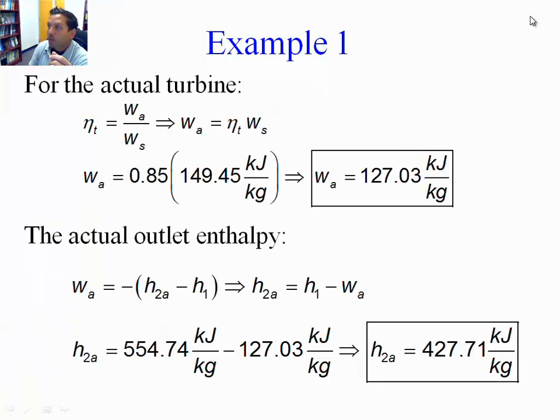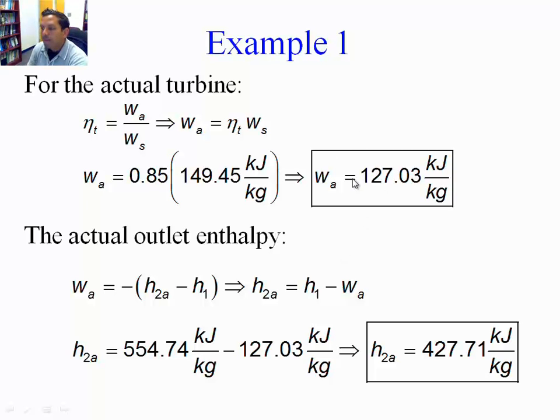Now, because we have the adiabatic efficiency, we know what this turbine would actually do. We'll lose 15% of that. Basically, we can calculate the actual work, or the adiabatic work, as the efficiency of the turbine times the isentropic work of the turbine. So it's 0.85 times 149.45. This turbine will actually produce 127.03 as opposed to 149.45. Okay, so this is the adiabatic efficiency of this turbine. All right.